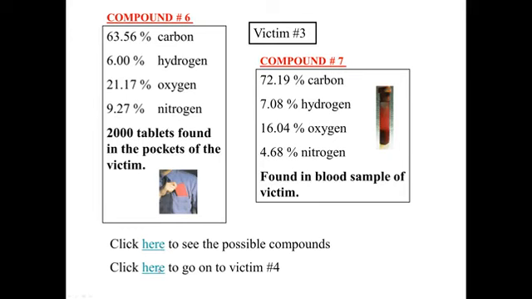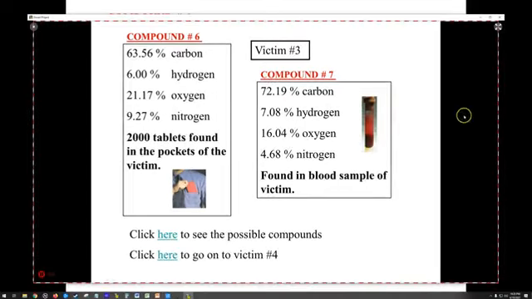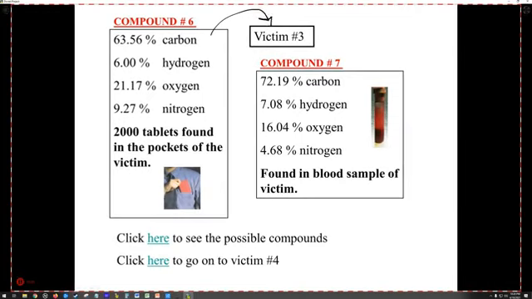Compound 6. Both of these compounds were found with victim number 3. Compound number 6 is really simple. You're going to divide each of the masses here by the molar mass. Divide this one by 12, divide this one by 1, divide this one by 16, divide this one by 14. You get a number for each of these divisions. Figure out which one is the smallest. Divide them all by the smallest. You get your formula. All right.